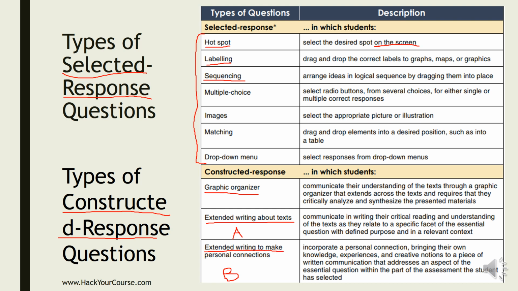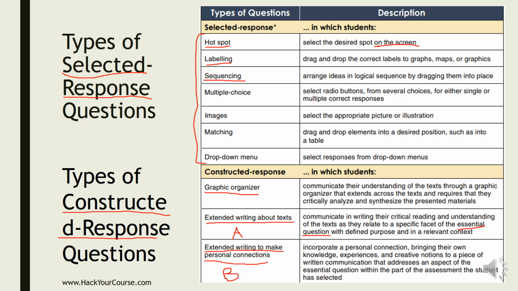So when you're writing part A, you have the graphic organizer to help you. And when you're writing part A, you are communicating your critical reading and understanding of the text as they relate to a specific facet of the essential question. I can't stress that enough. Depending on what the essential question is, you should really look at how those texts that you were given relate to it.